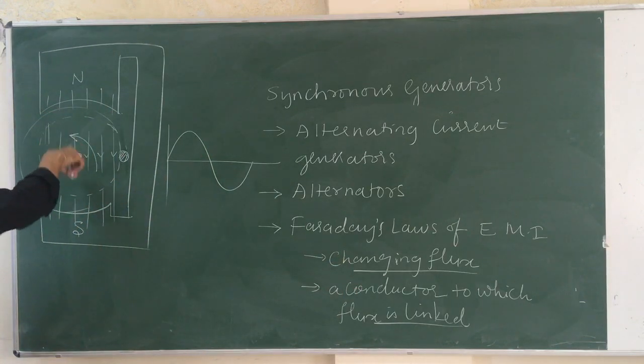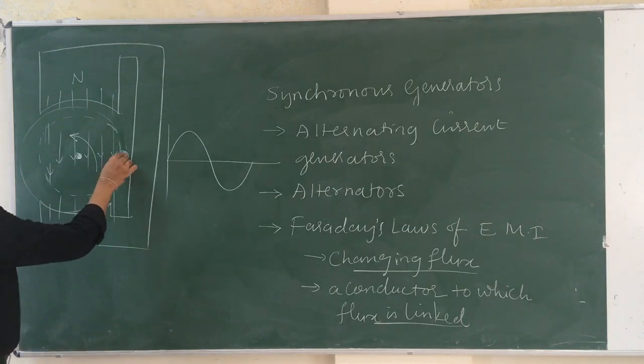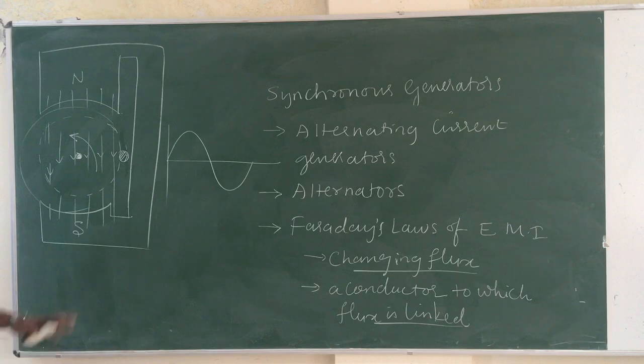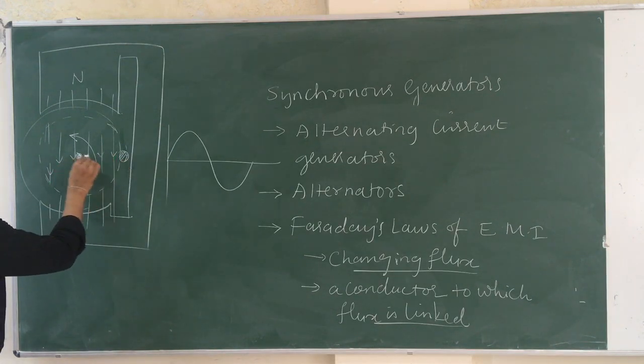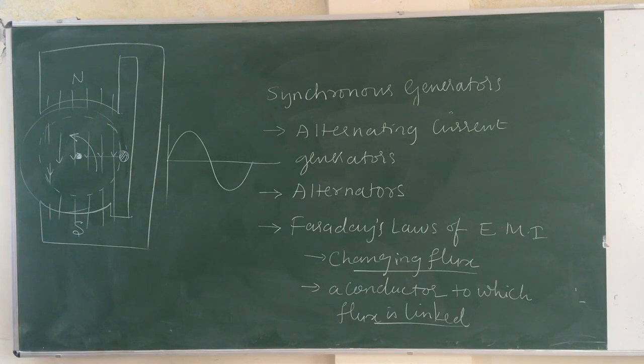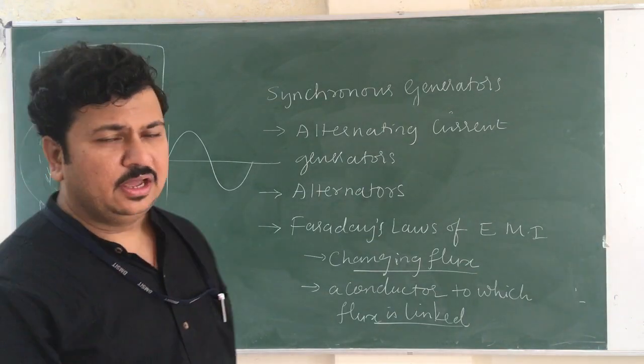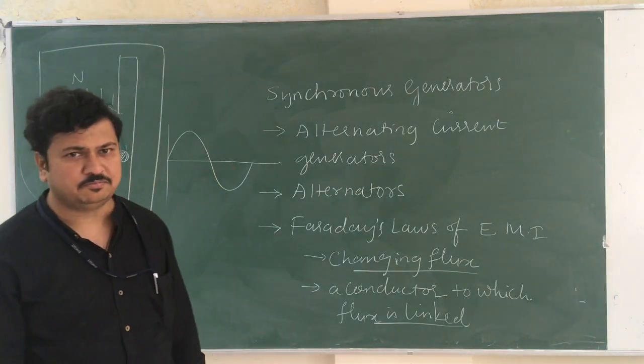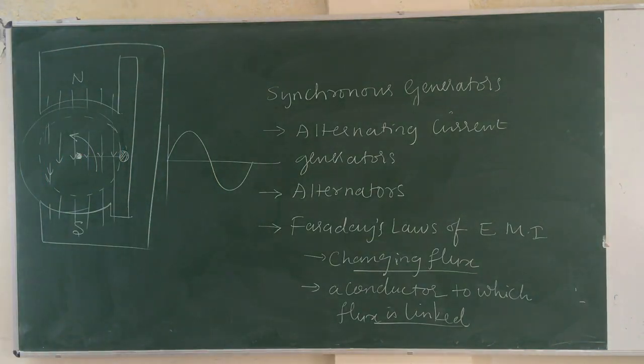Now the flux is kept stationary and it is always constant in magnitude. The angular position of the conductor is continuously changing. So when the conductor starts rotating from its reference point, at every degree of its rotation, the flux linked to the conductor is changing. Hence, at every degree of its rotation, an EMF is induced in the conductor. This is one arrangement we can see.